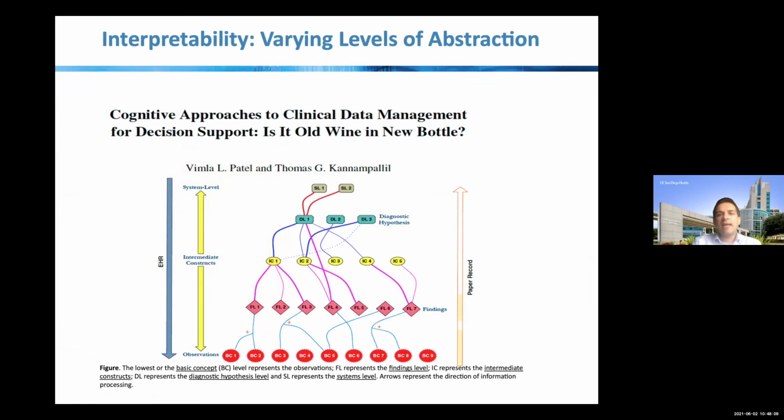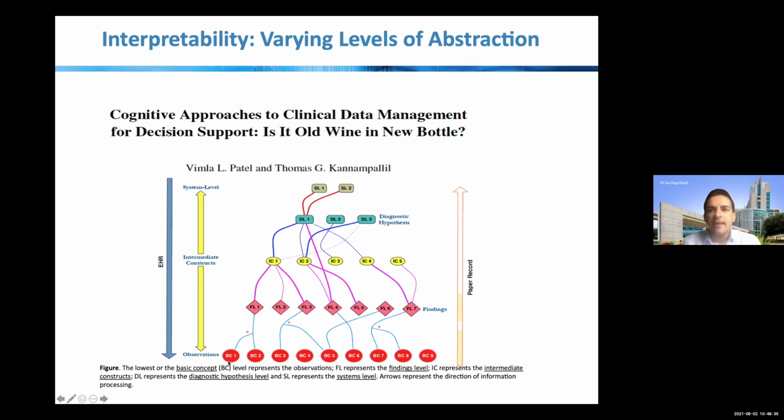Okay, having said that, when we presented these results to our clinicians, they said, cool, let me know what I should do. What is really actionable here? And this made us start thinking about this notion of organization of knowledge, how clinical knowledge is organized. I love this paper from Vimla Patel, talking about cognitive approaches to clinical data management.